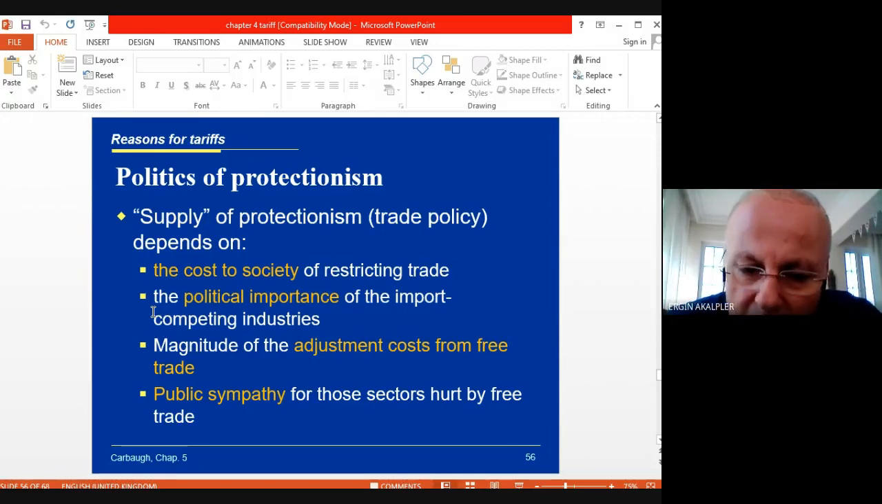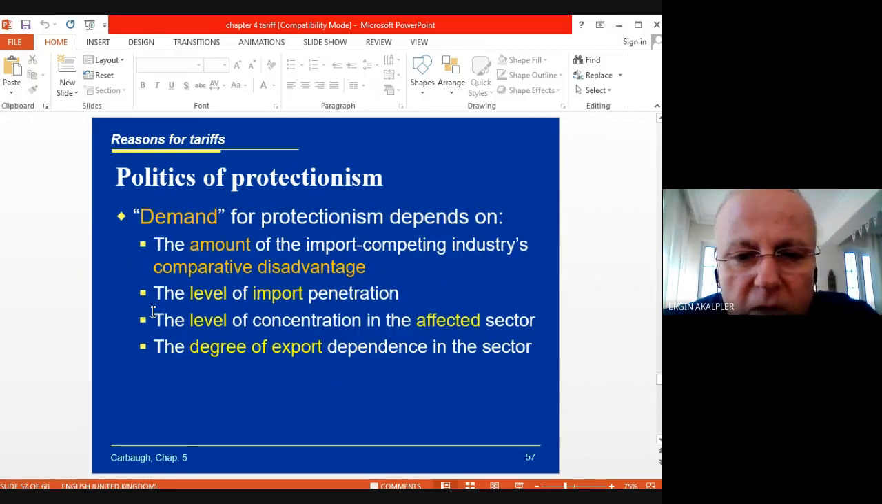And public sympathy for those hurt by free trade is another problem in the economy, which is sometimes acceptable, sometimes not acceptable. And of course, demand for protection also depends on the amount of import-competing industry, where the comparative disadvantage is realized. As I mentioned to you, if you have higher wages and higher cost, how are you going to become a relative lower-cost advantage in the international market? Therefore, you have to put these sanitary, phytosanitary measures, tariff and non-tariff measures towards non-member countries or towards the international market for preventing this competitive market in your country or in your markets.